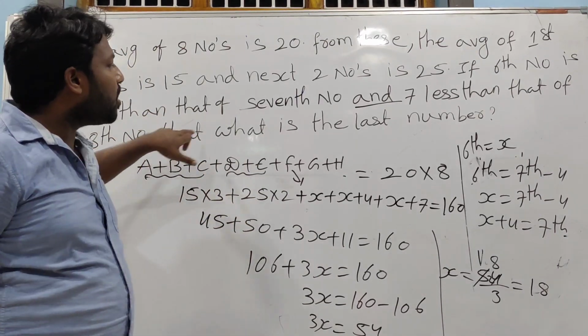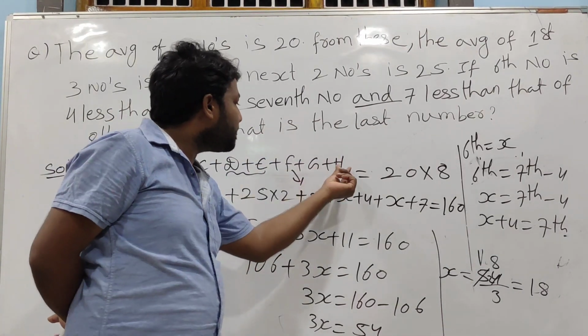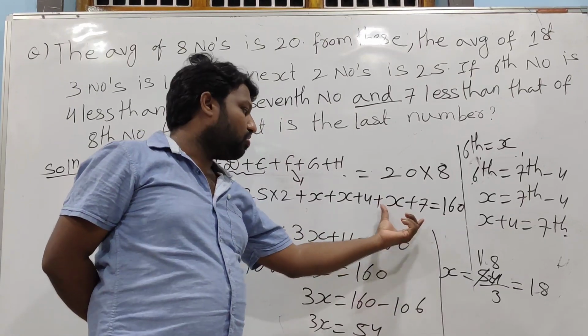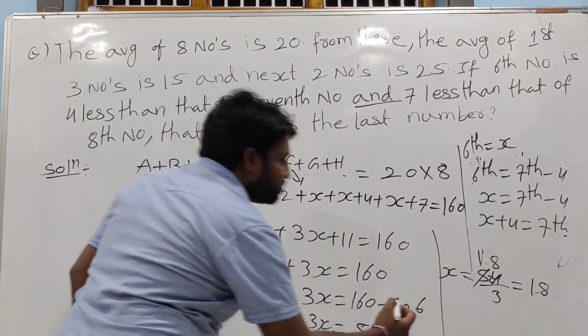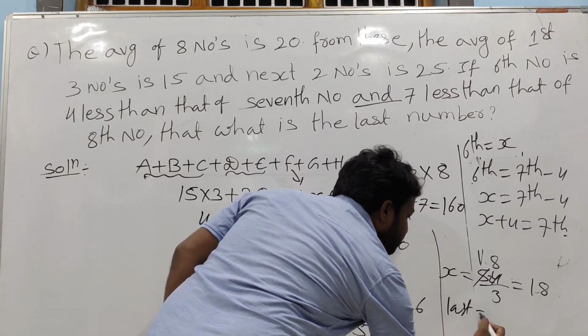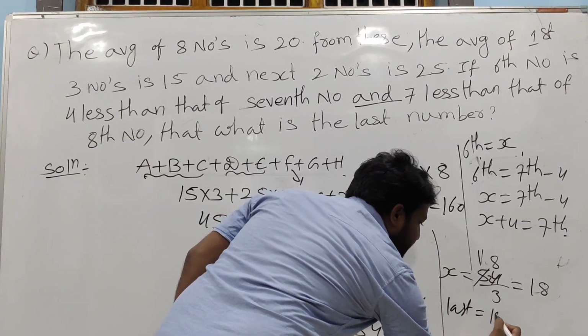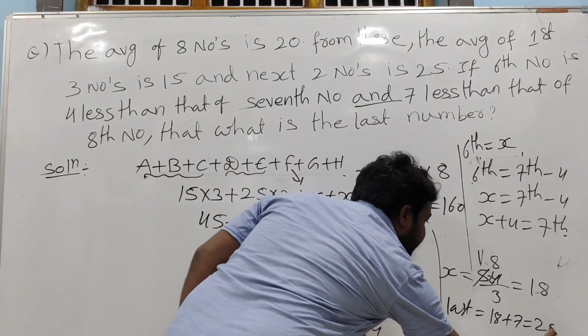What is asked in the question? What is the last number? The last number is x plus 7, that is 18 plus 7. So the last number is 25.